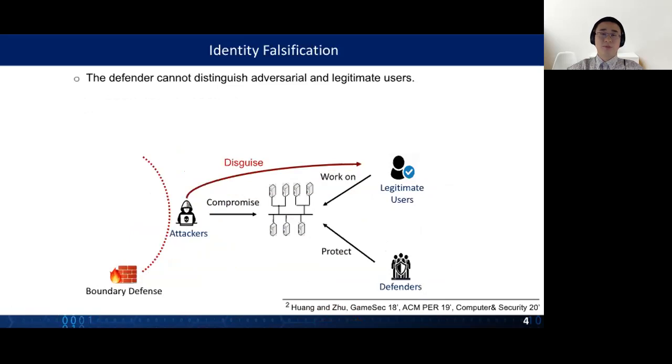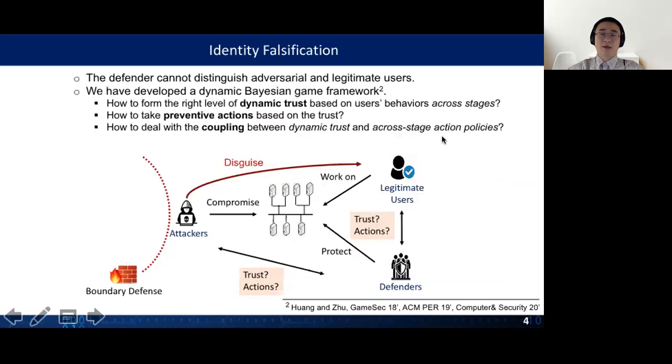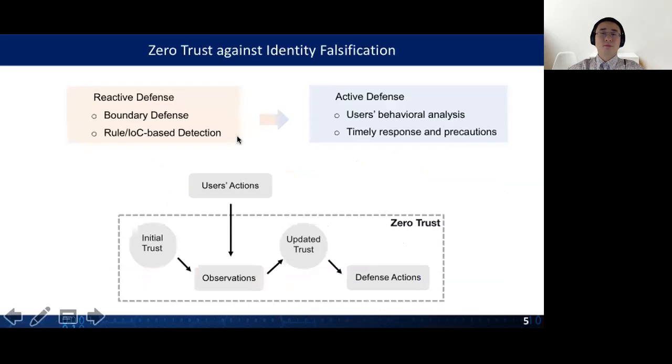Which brings two problems. The first problem is identity falsification. Attackers can disguise as legitimate users, and the defender cannot distinguish one from the other. So the defender needs to decide the right level of trust towards the user that could be either legitimate or virtual, and take actions based on the trust level. We have developed a dynamic game framework to solve the problem of dynamic trust, preventive actions, and the coupling between them. The general idea of this work is as follows.